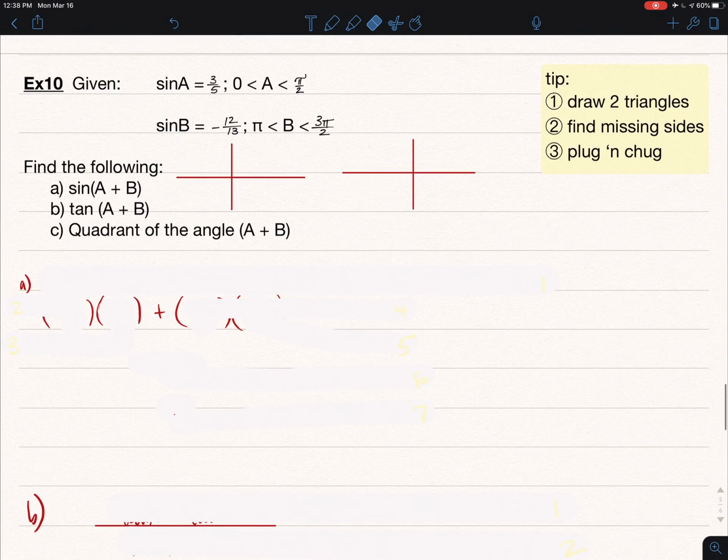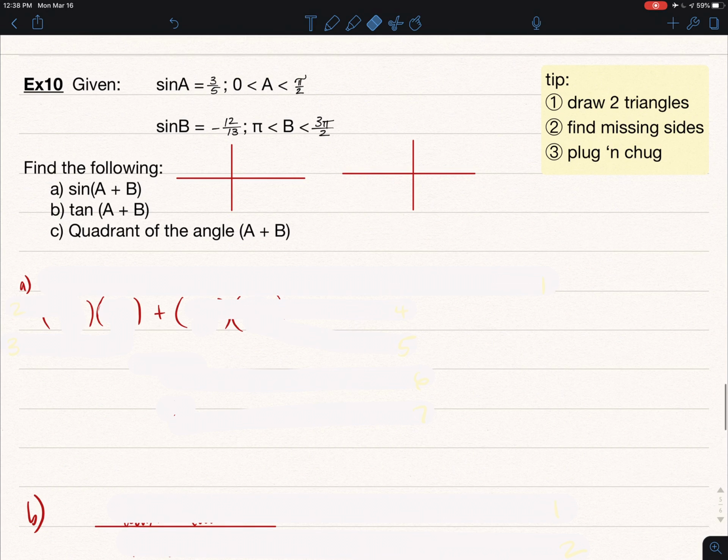Moving on to example number 10. Now for example number 10, the first thing that we need to do is draw pictures that match up with our given. This is what we did back in chapter 9 when we studied that concept of All Students Take Calculus. You remember that? We had a video on it. We also had it in class on multiple occasions.